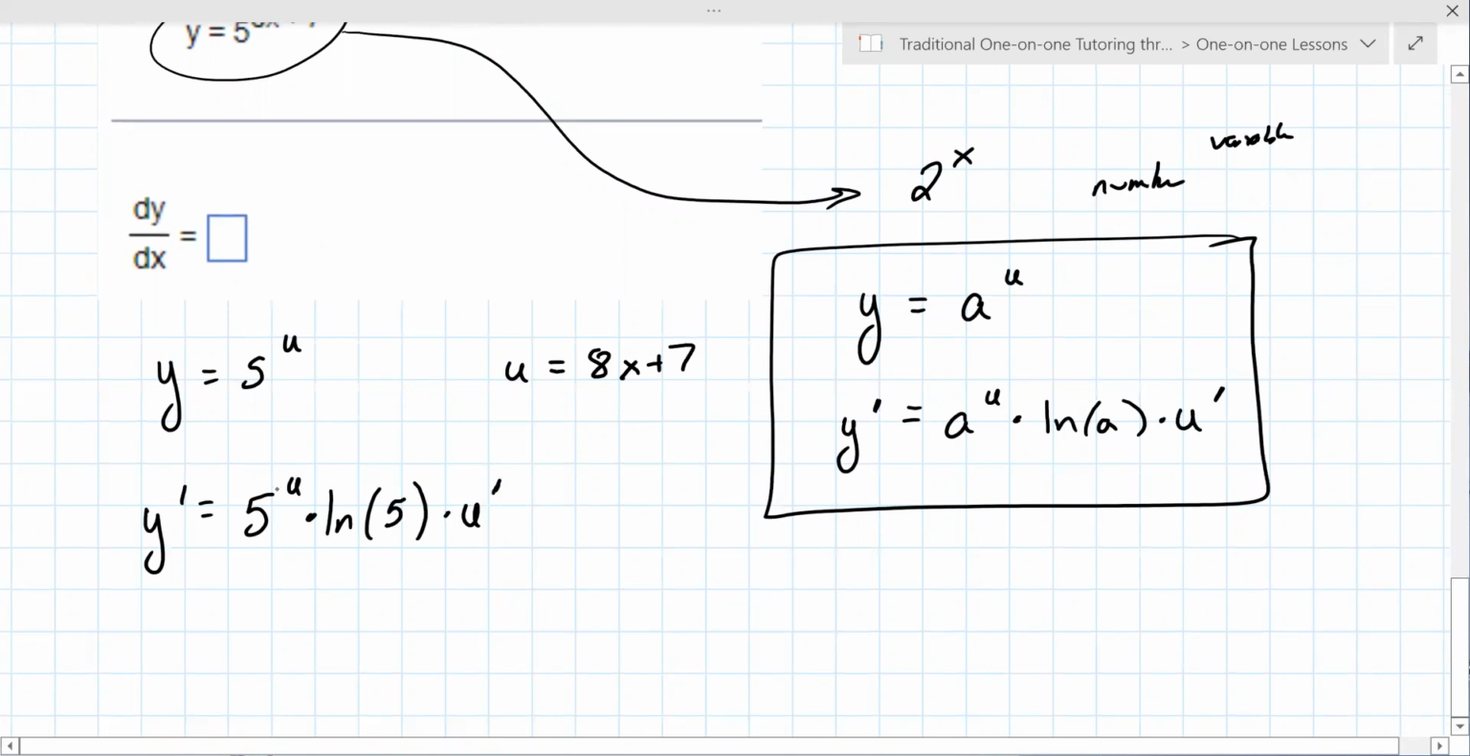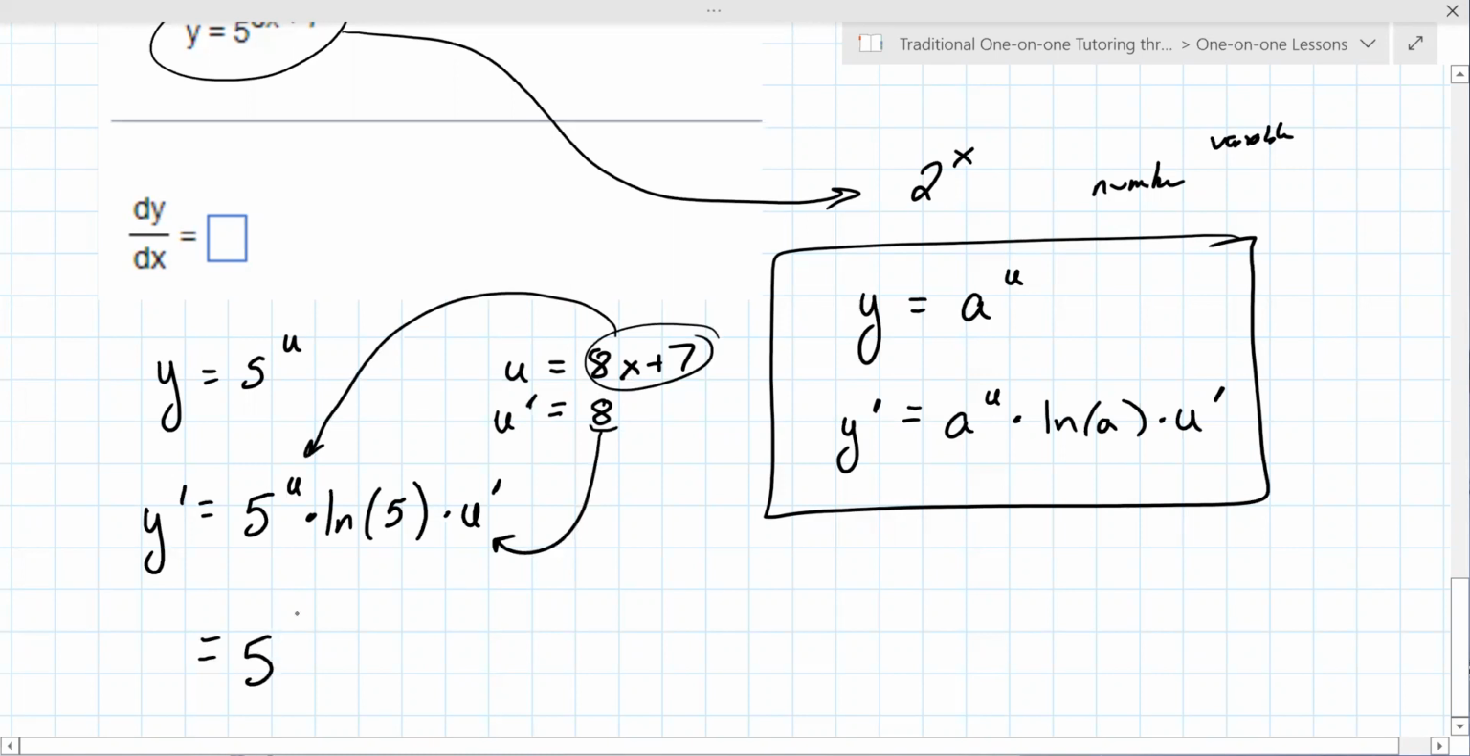Okay, so notice I have u, but I don't have u prime. I go ahead and calculate u prime. The derivative of 8x plus 7 is 8. And so now you're just backfilling. You're putting the values that you calculated back into your derivative. So 5 to the 8x plus 7, natural log of 5 times 8.